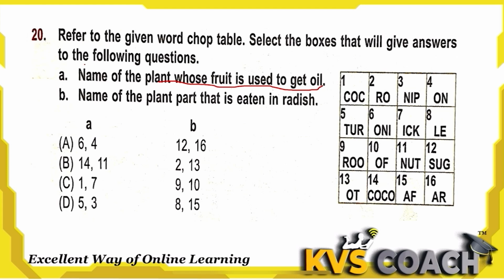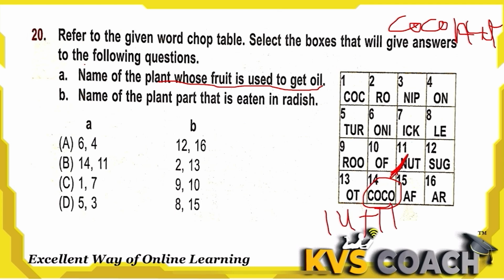Coconut, talking about coconut, it is CO, CO, and NUT. If we have coconut, this is the spelling of coconut. So this is coco and this is nut. 14 and 11 is coconut. When we add 14 plus 11.